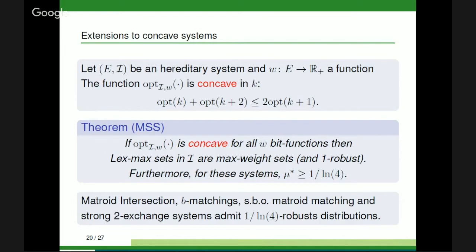B-matching. So B-matchings is a generalization of matchings in which every vertex has a bound, right? So you want to find a subset of edges such that the degree of every vertex in this subset is at most b of this vertex. So when b is equal to 1, you recover matchings. Strongly base orderable matroid matching. So these are other problems for which this property holds. And for all these you can find a 1 over ln of 4 robust distribution.